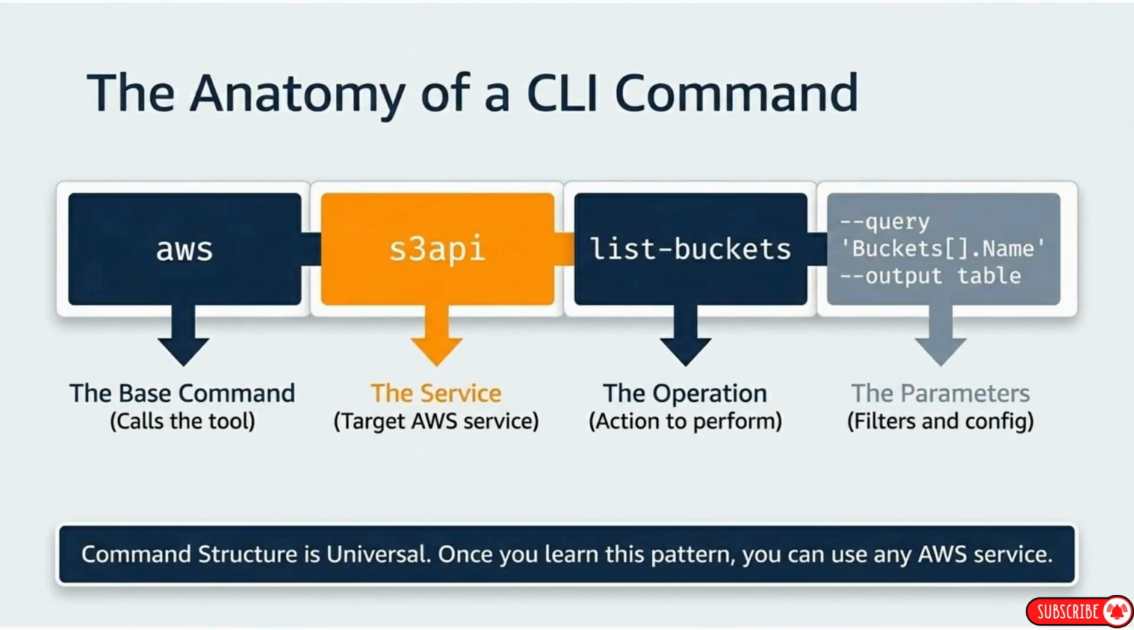Now, let us understand the structure of any AWS CLI command. First comes aws, the base command. Next is the service name, like S3, EC2, or IAM. Then comes the operation, like list buckets or describe instances. After that, we can pass parameters or options. For example, --query filters the result, and --output table changes the display format. Once you understand this pattern, learning any AWS service becomes easier.